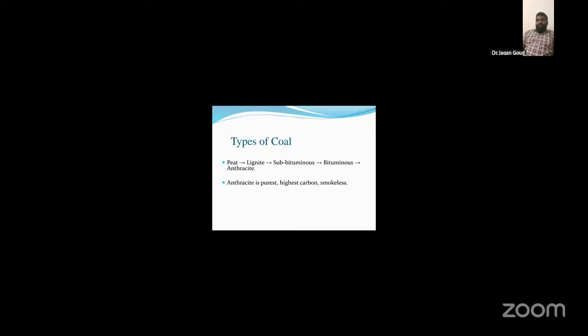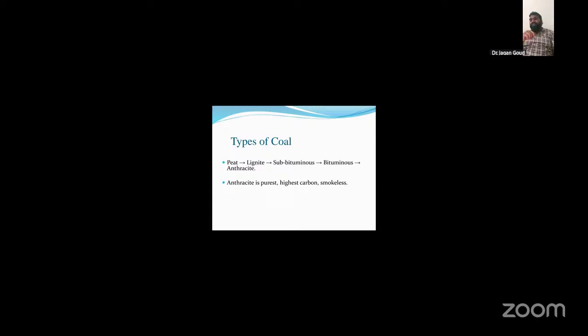In this, we have peat. Peat characteristics: it is at the earliest stage, soft and fibrous, so there is high moisture. Carbon content is 50 to 60%, and the energy value is very low. Okay, lignite is brown coal. In lignite, the characteristics are soft and brown, high moisture, and only 60 to 70% carbon content. Energy value is low.